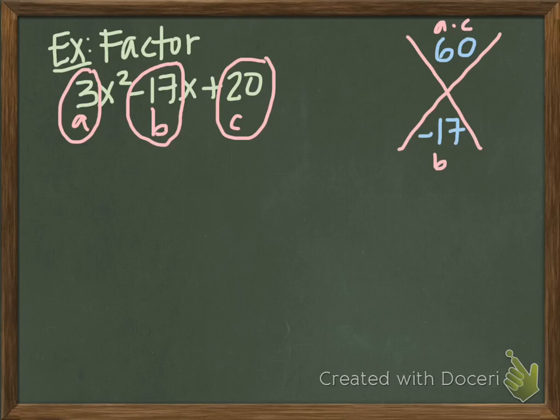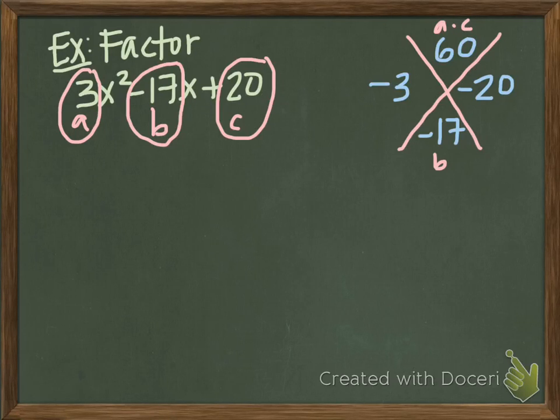So let's think of some numbers that multiply to make 60. I know that 3 times 20, which is what we just did, multiply to make 60, but those don't add to make negative 17. Two positive numbers will never add to make a negative number. So what we need to do is we need to think of the two factors we come up with that multiply to make positive 60 as both being negative. That's the only way we're going to have two negative numbers add up to a negative number.